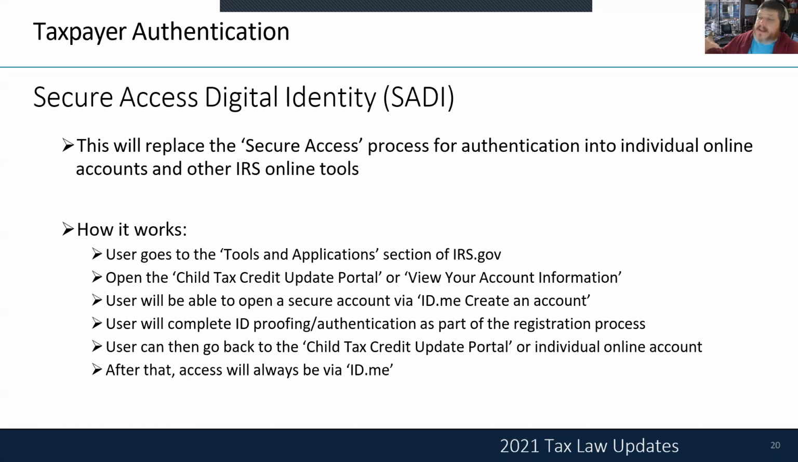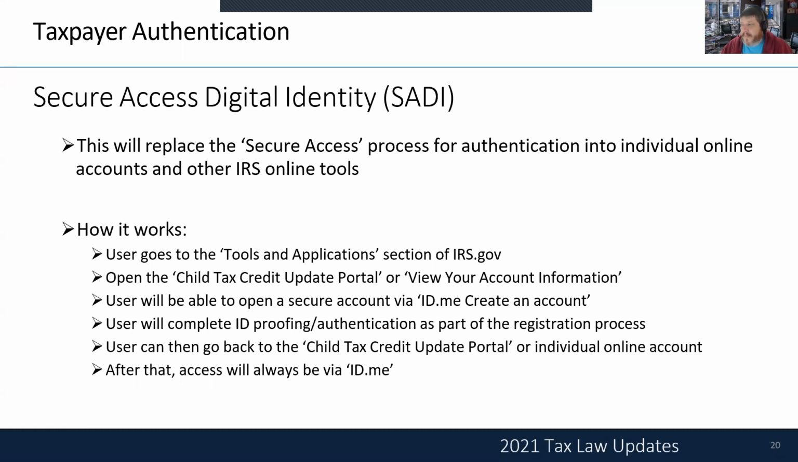So that's where we're going to talk about the SAMS system. This is the secure access process for the IRS. This is the process they will go through to verify their identity so that they can have access to their IRS online account. So there's some instructions on where it goes here. They'll go to tools and applications on the IRS website, and then they can either open the CTC UP or the view your account information.